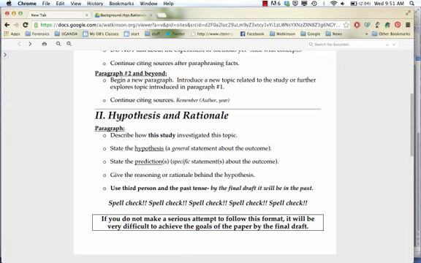Then I'd like you to look and do your hypothesis and rationale. And this is the part that really may take a lot more thinking. How did you study this topic? So say this study investigated solar panels by blank, blank, blank.